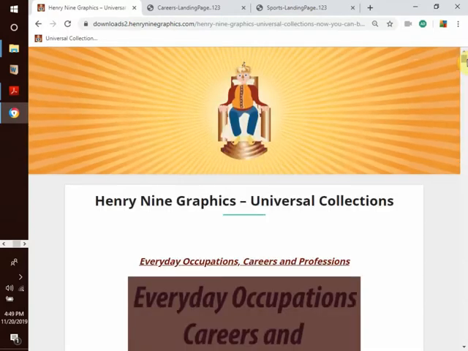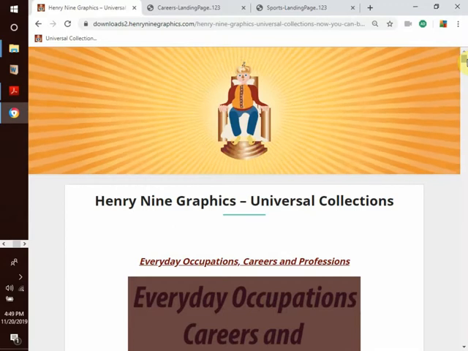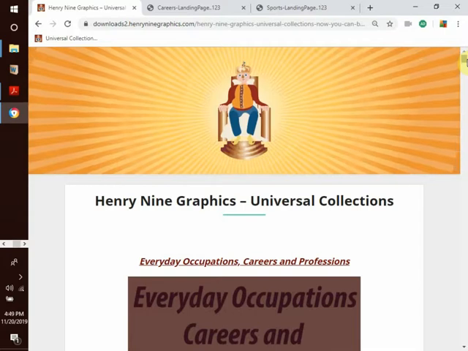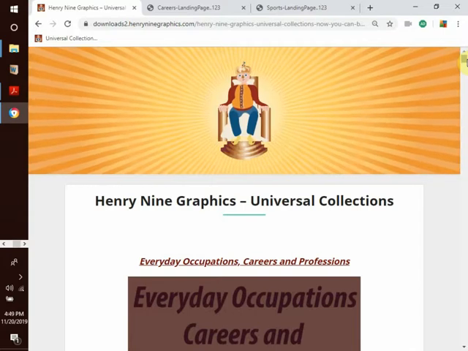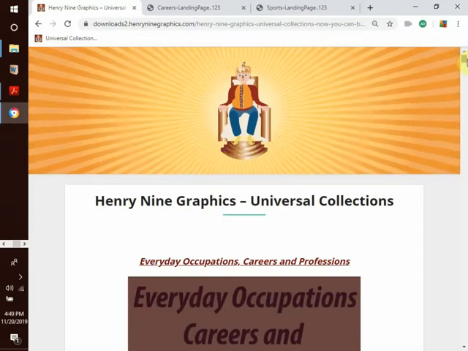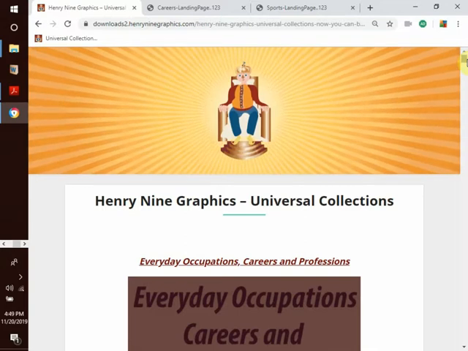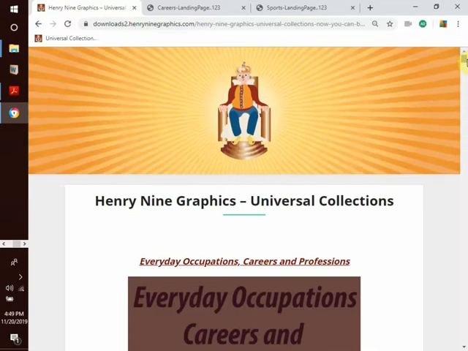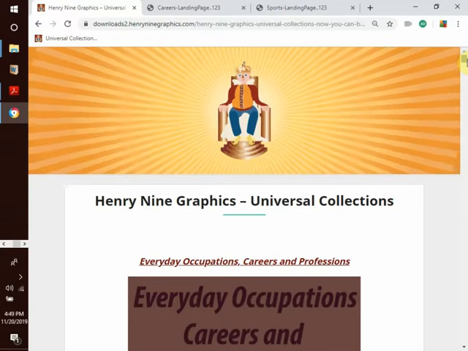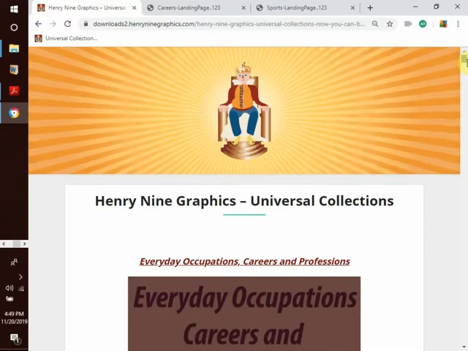Henry 9 Graphics Universal Collections. Every vector graphic, clip art, or image you could ever need. Every known topic, category, or subject matter is covered here. We would also like to let you know that if there are some topics of your own interest that are not covered here, please let us know as soon as possible by dropping us an inbox.